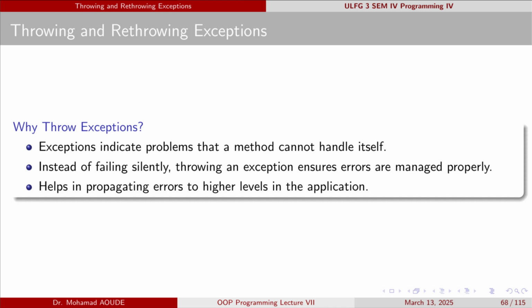Now that we've seen how to protect file operations, let's look at how exceptions are thrown and how to rethrow them when necessary. This allows us to build structured, layered exception handling logic in real-world applications. Throwing exceptions lets us report problems as soon as they occur. Instead of letting a method fail silently, we throw a meaningful exception. This delegates the responsibility to a higher-level component that knows how to handle it.